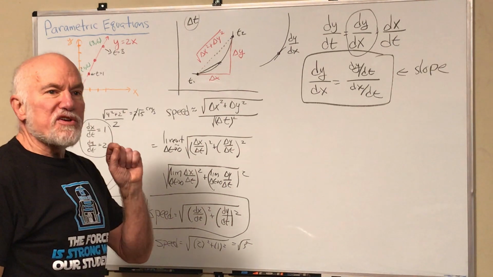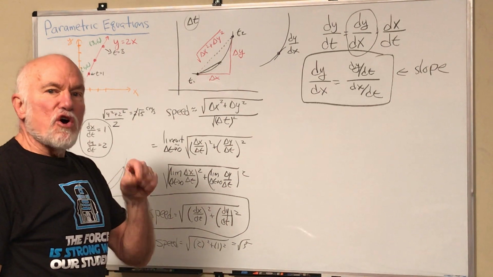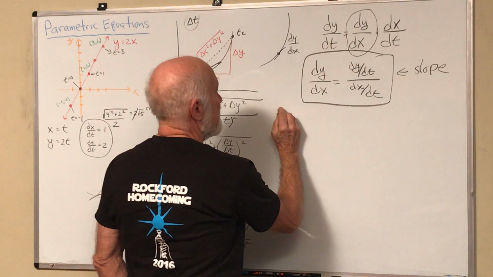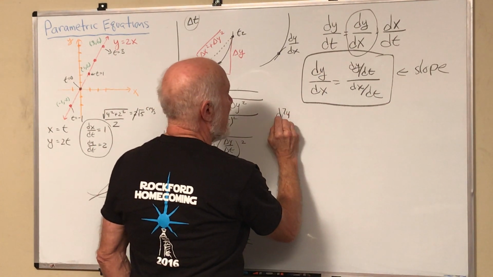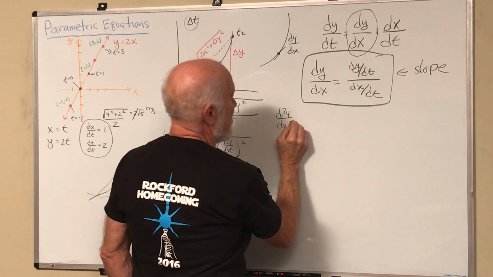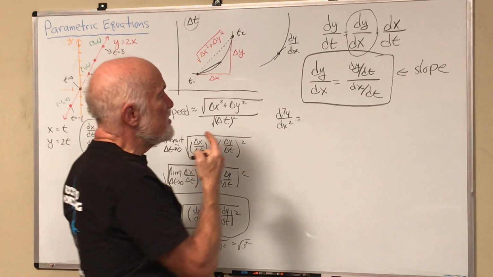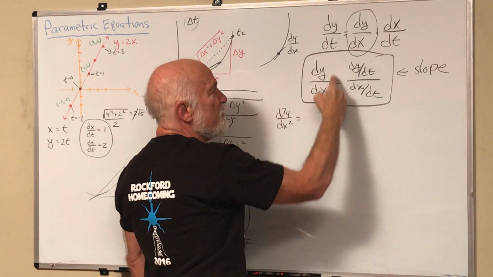Now, a little bit more difficult, what if we wanted to go for concavity? Then we'd have to go to the second derivative, d squared y over dx squared. Now, we don't need really a new formula. We just know we have to take the derivative of this.